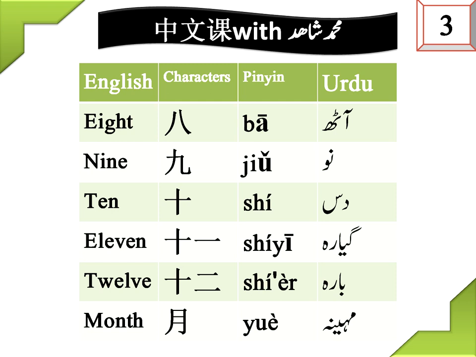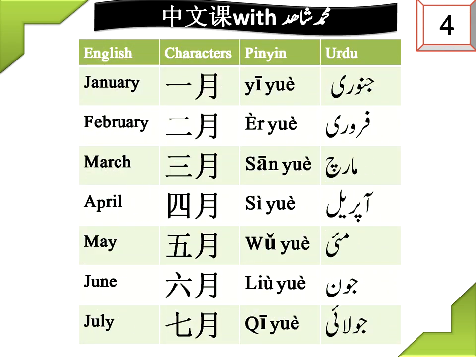So we have learned from 1 to 12, and we have also learned how to say month in Chinese, so it is yue. Yue means month. Now going ahead, January is yi yue. Just combine one with yue, then two with yue, just like we have pronounced it earlier, that for one it is yi, for two it is er, for three it is san, and so on. You just have to combine the digit with yue and you get the name of the month.